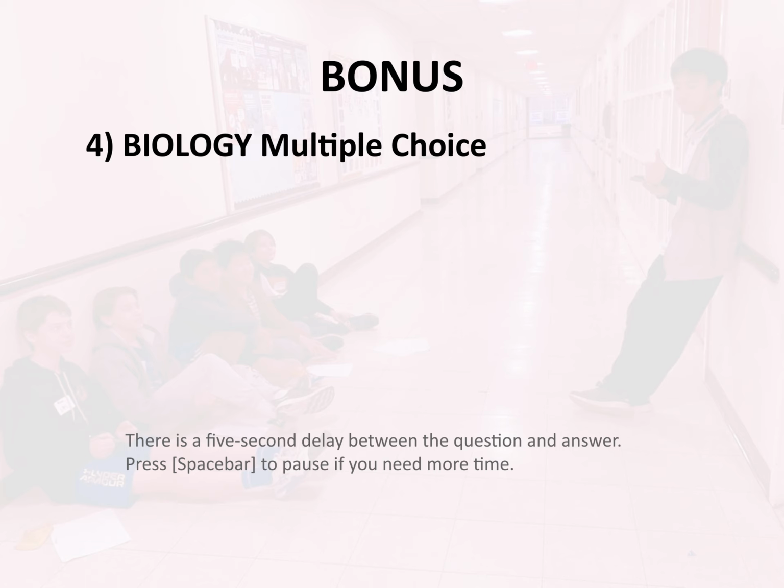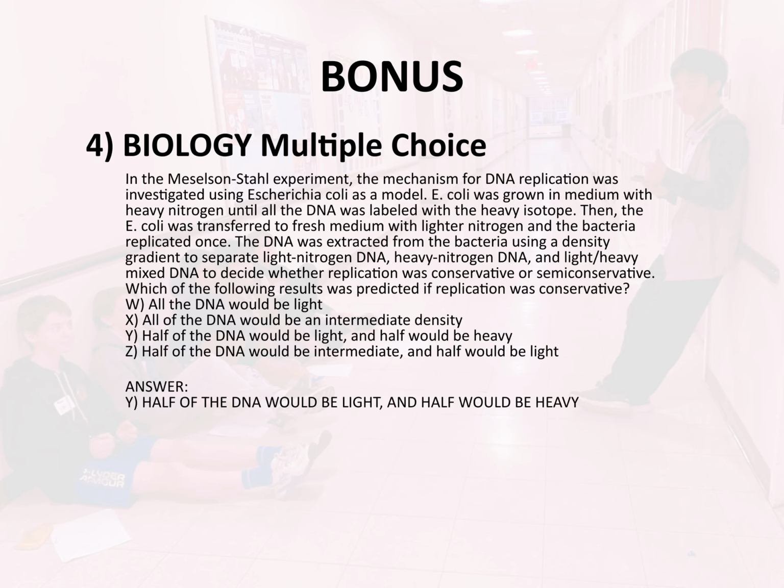Which of the following results was predicted if replication was conservative? W. All the DNA would be light. X. All of the DNA would be an intermediate density. Y. Half of the DNA would be light, and half would be heavy. Z. Half of the DNA would be intermediate, and half would be light. Answer. Y. Half of the DNA would be light, and half would be heavy.